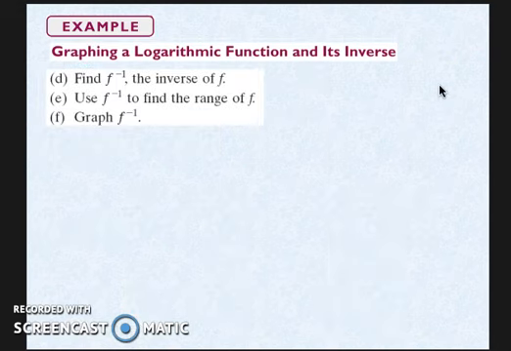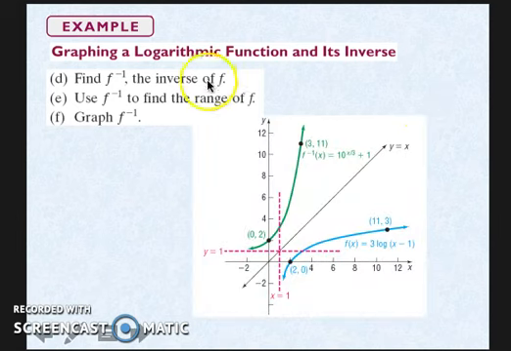The inverse of f: reflect this graph in the y equals x line. Whatever the point is, switch the domain and range, switch their x and y. (3, 11) becomes (11, 3). (2, 0) becomes (0, 2). So it's a y-intercept instead of an x-intercept. Whatever was the vertical asymptote, x equals 1, now y equals 1 becomes the horizontal asymptote.